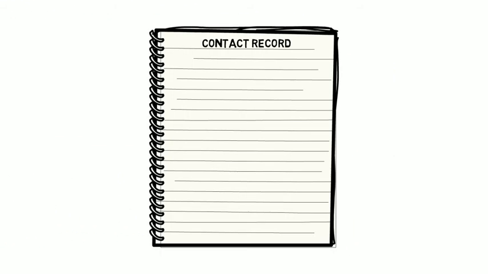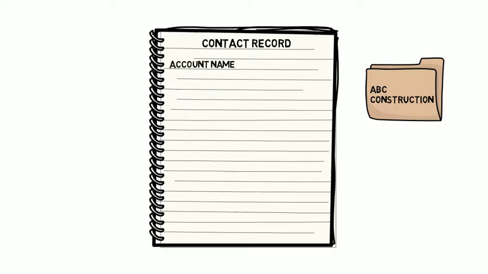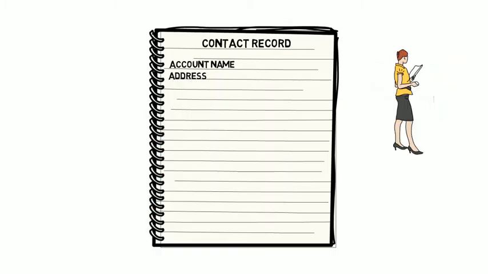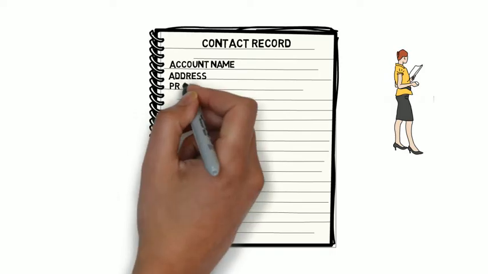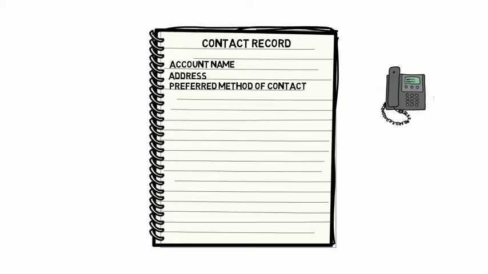Now let's take a moment to consider some of the other information we want to capture within the contact record in Cyrus. First, remember that the account name should be the name of the company the person works for, not a different account they are related to. The contact address should be the physical location of the contact, not necessarily the main location for the account. The preferred method of contact allows you to specify how the individual likes to be communicated with.